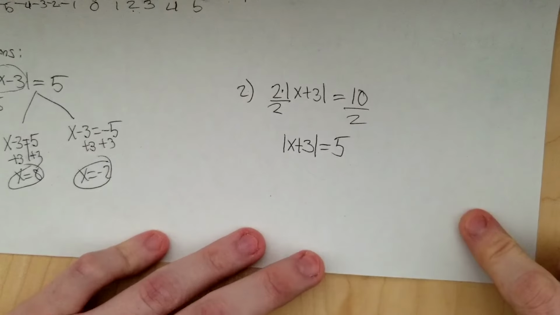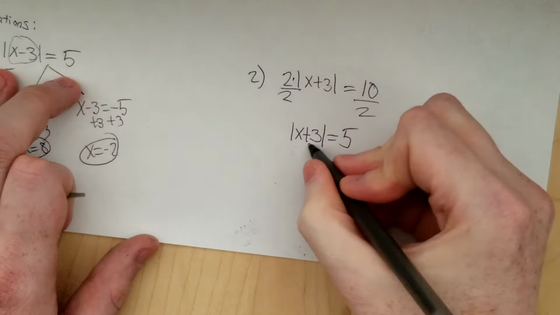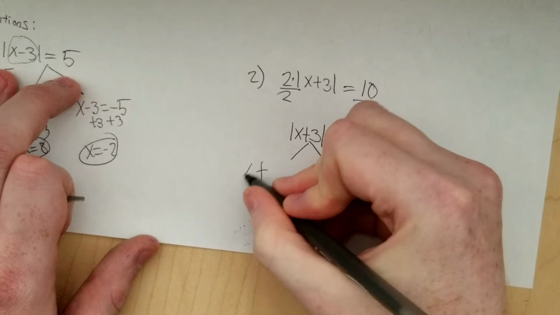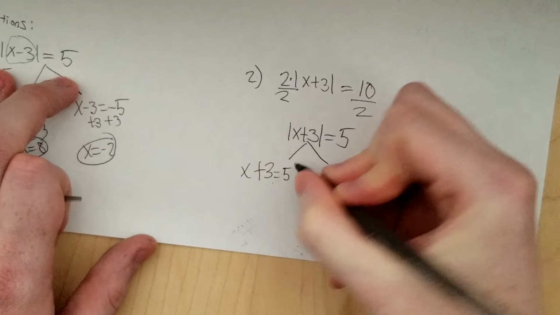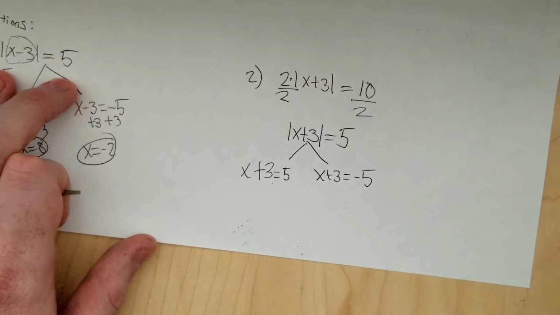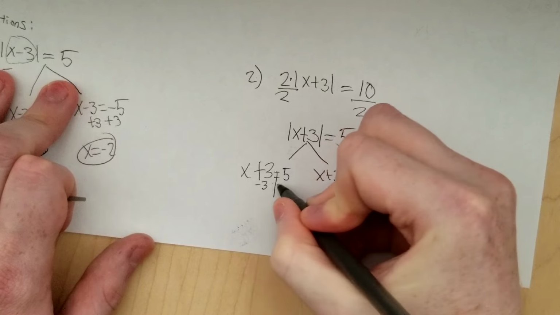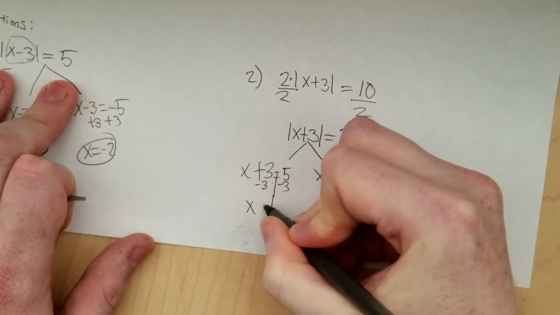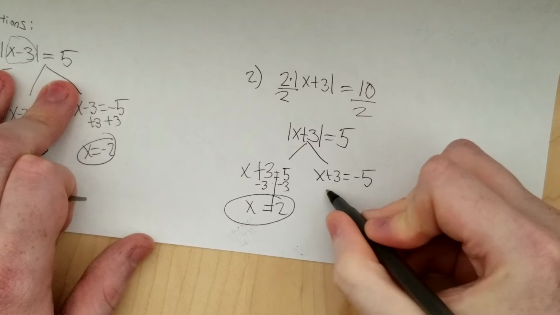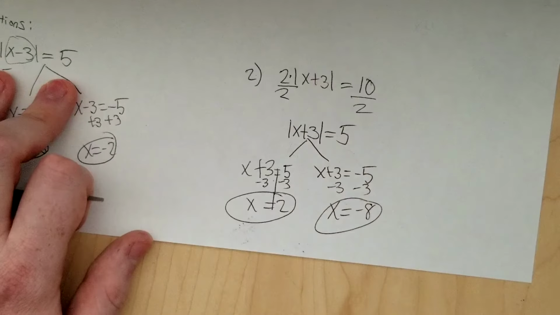Now this is similar to the problem we saw before. Since this is isolated, we could just split this apart. So it'd be x plus 3 equals 5, x plus 3 equals negative 5, and we would just solve these two equations. So we would get x equals 2, and we would get x equals negative 8.